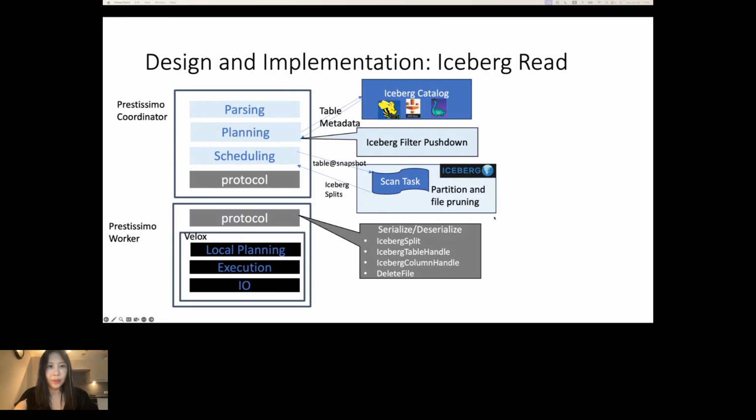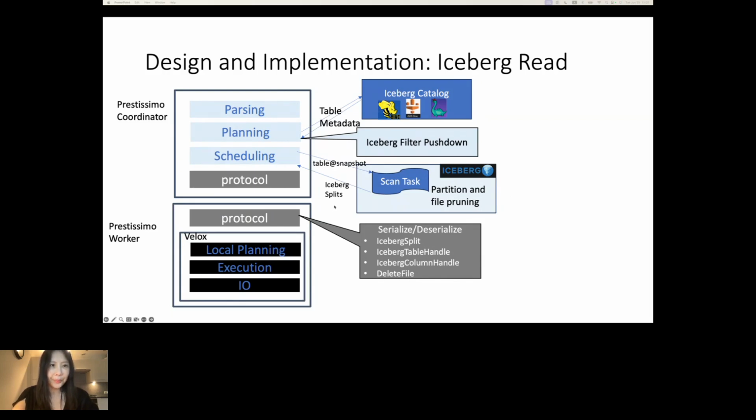This includes the partition file pruning done by the Iceberg library. What we give it is which table we need to read and what snapshot we need to read. By default, it will be the latest. And then the Iceberg library would return the splits that satisfy this requirement. The scheduling is then similar to every other connector.